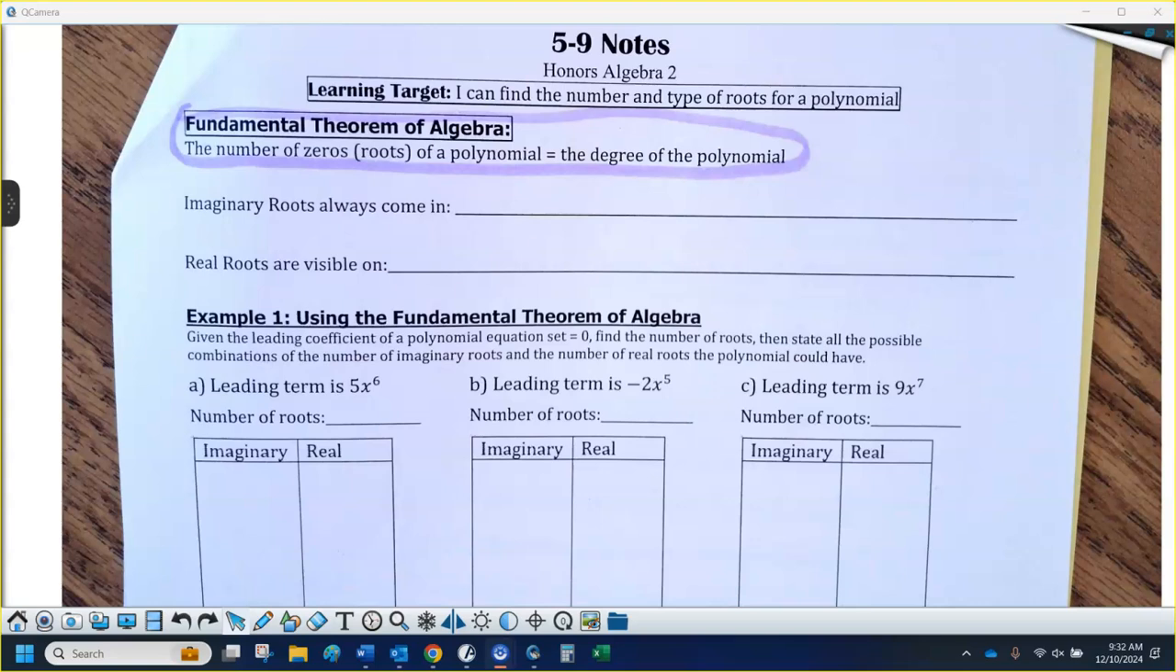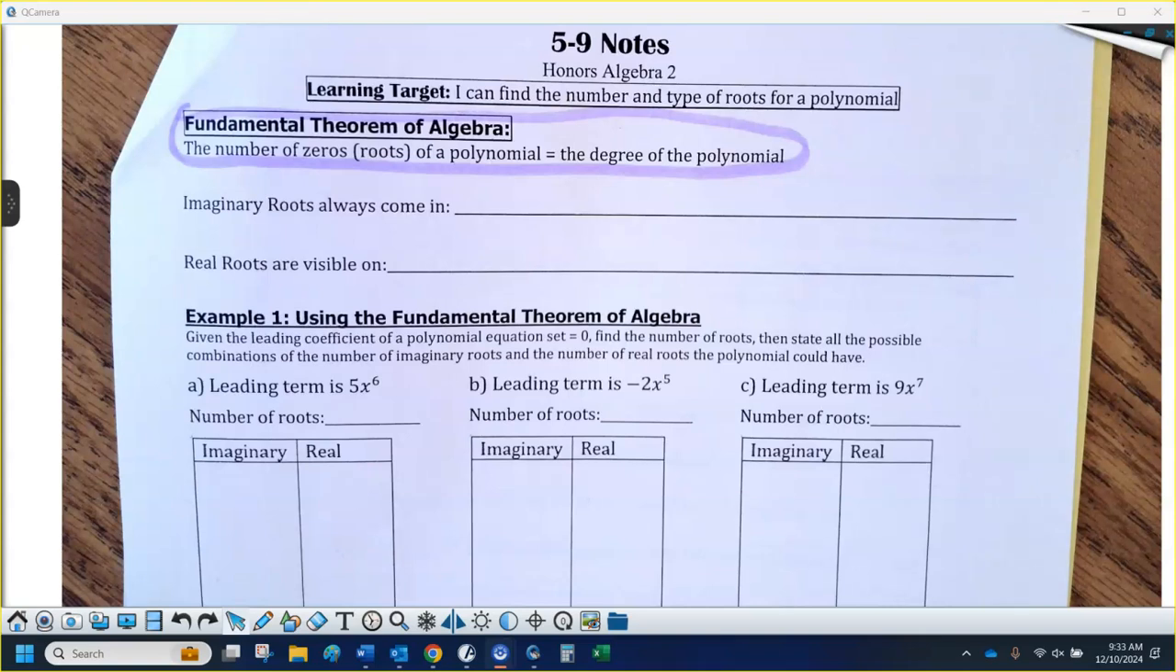If you have a polynomial equation, then the number of solutions, roots, zeros, whatever you want to call it, is going to be equal to the degree of the polynomial. So we look at that leading term, and you just grab the exponent, the highest power of x. That tells you how many solutions the polynomial has. So we've been talking about this all throughout this entire unit, so you already know it. I just didn't call it the fundamental theorem of algebra.